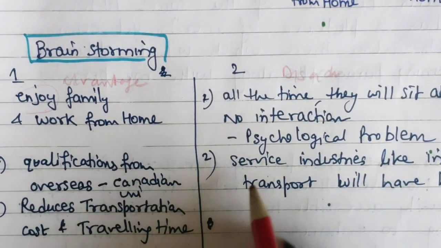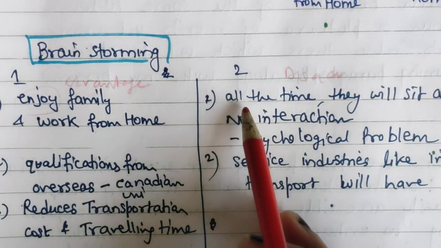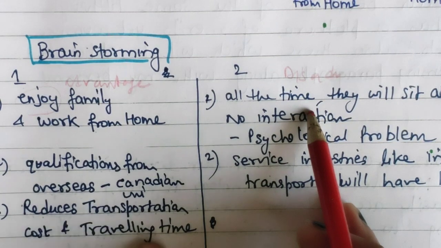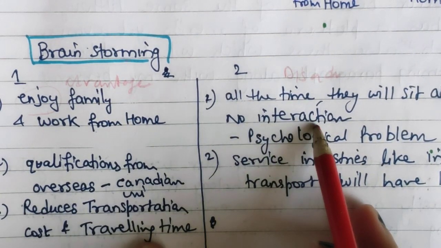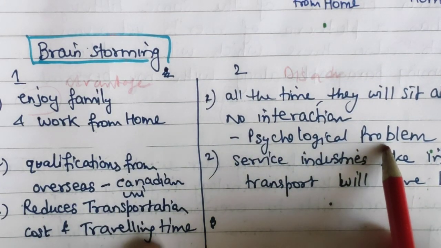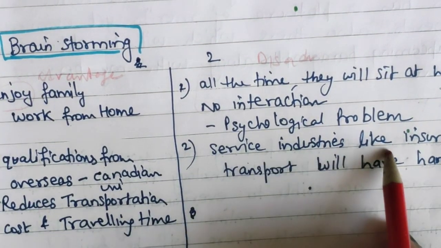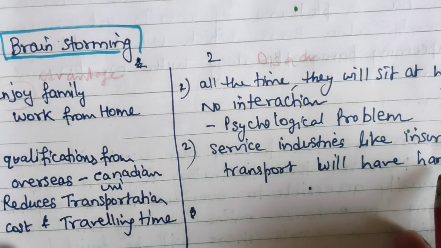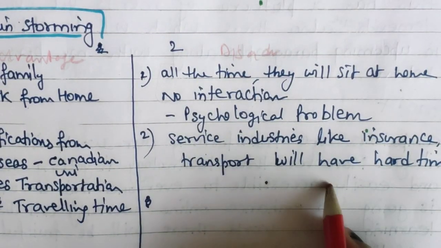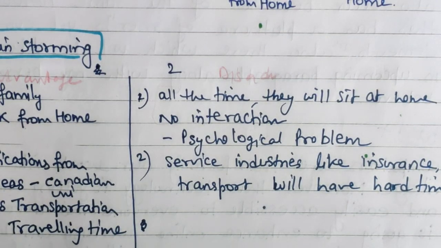And the second one is disadvantages, in the second paragraph, body paragraph 2. All the time they will sit at home, there would be no interaction. So this is my point. And it will cause psychological problems in human beings. Third is service industries like insurance and transport will have a hard time, meaning they will be having huge losses in fact. Okay, so let's go to the templates now.